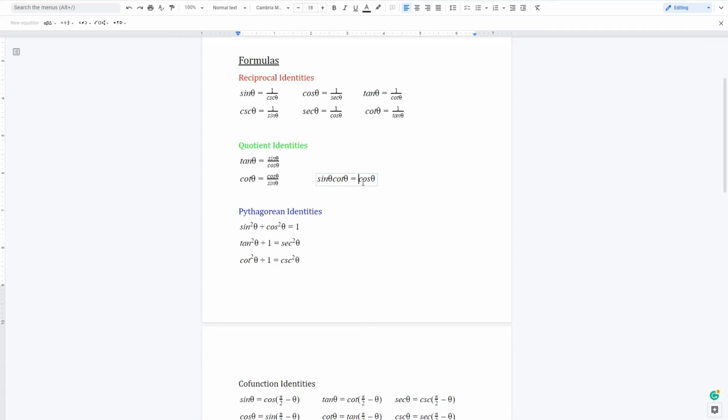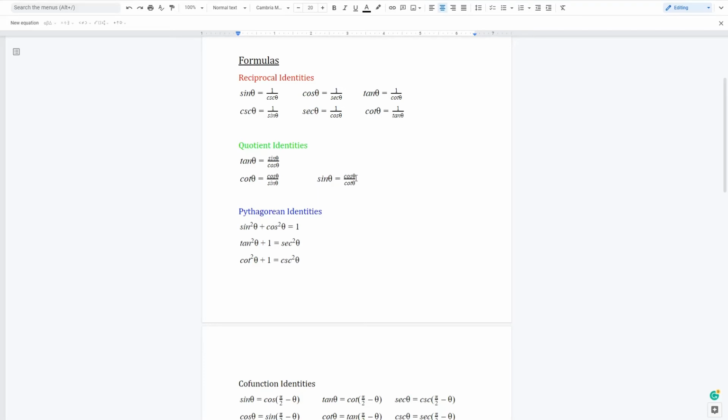So I'll just divide cosine theta by cotangent theta. And so when we divide sine theta times cotangent theta by cotangent theta again, cotangent theta will cancel out, leaving us with just sine theta. And so we have sine theta equals cosine theta over cotangent theta.